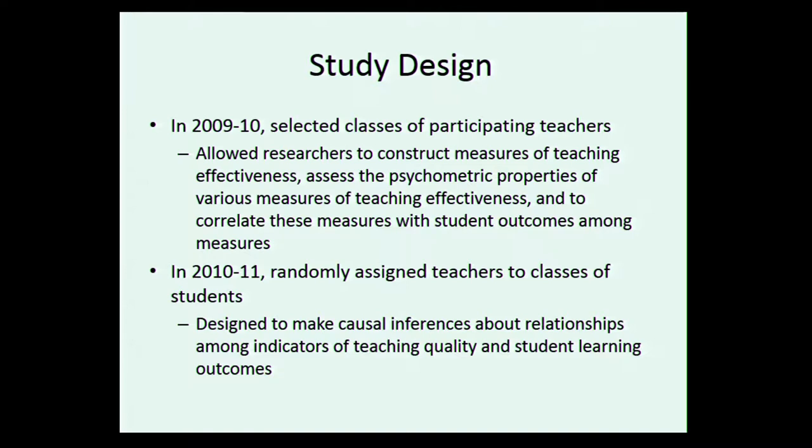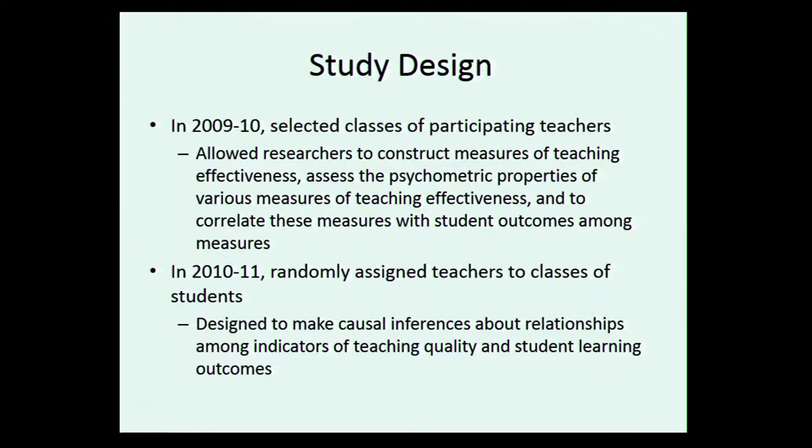To assess the psychometric properties of various measures of teaching effectiveness, right? So again, measurement issues related to the various observation scores and other measures of teaching performance, as well as looking at correlations between these measures and student outcomes.